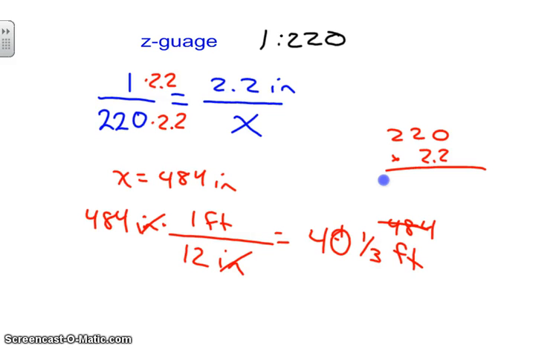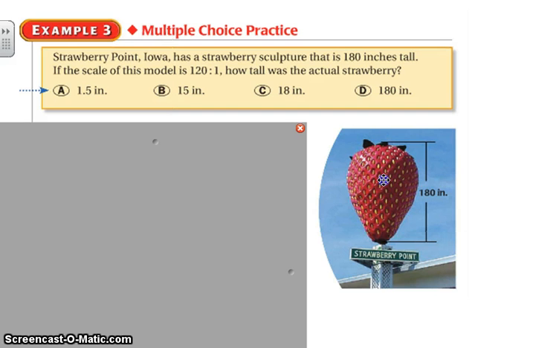Okay, good. Let's look at this. This is kind of cool because this is a place in Iowa called Strawberry Point. It has a sculpture of a strawberry that is 180 inches tall. That makes it cool because, like I said, most often models are small, right? We're used to that. But this is a huge strawberry. Have you ever seen a real-life strawberry that big? That reminds me of that book, The Mouse and the Strawberry. I love that book. Okay, so how tall was the actual strawberry? Pause and see if you can set it up. They give you the scale.